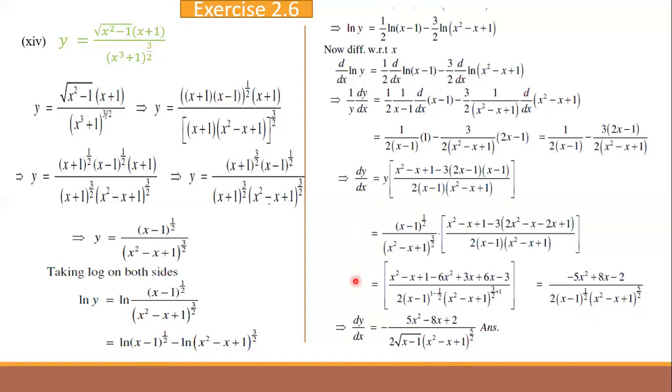Student, this is a simple simplification you can see, and if you have any problem you can ask me.